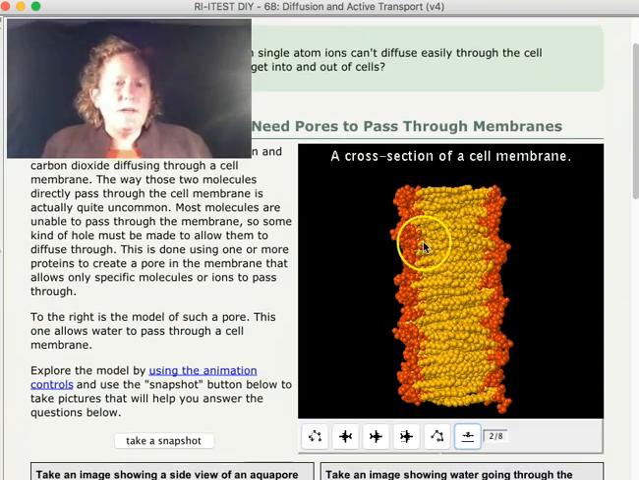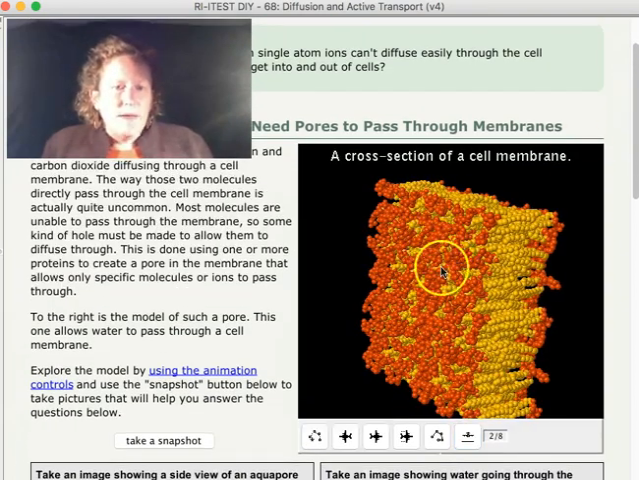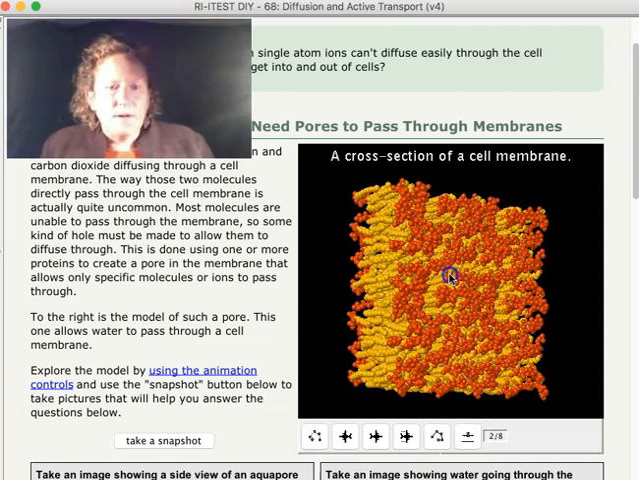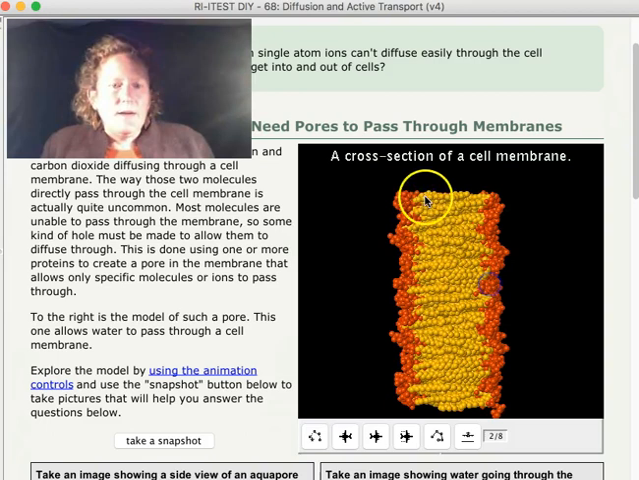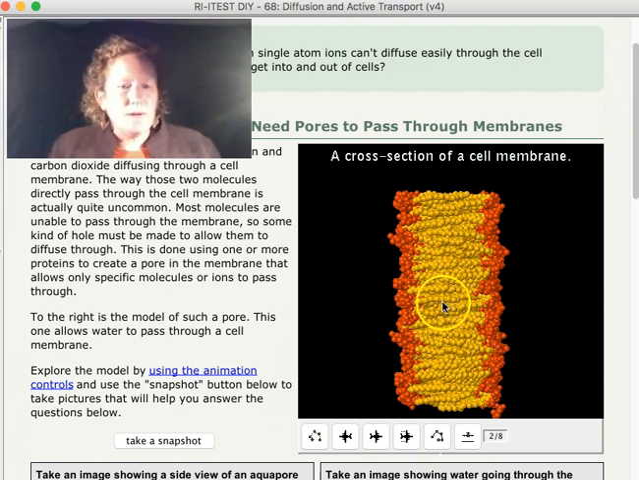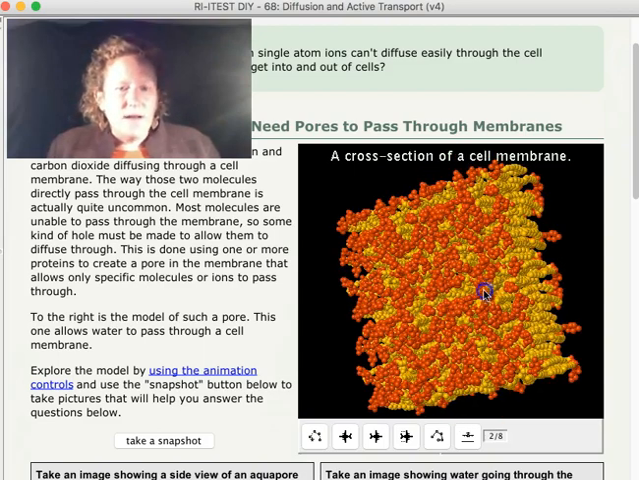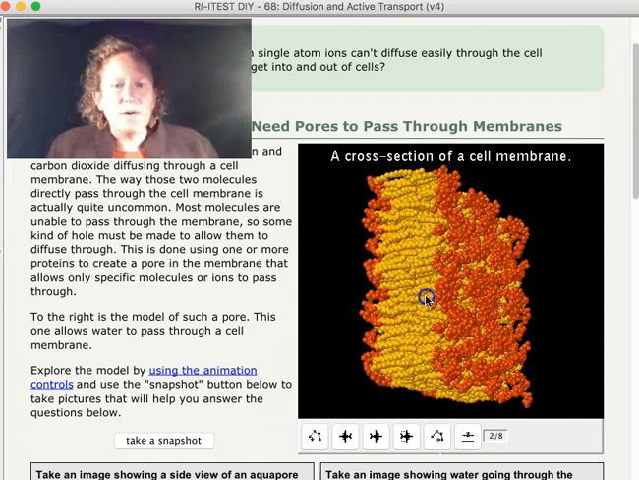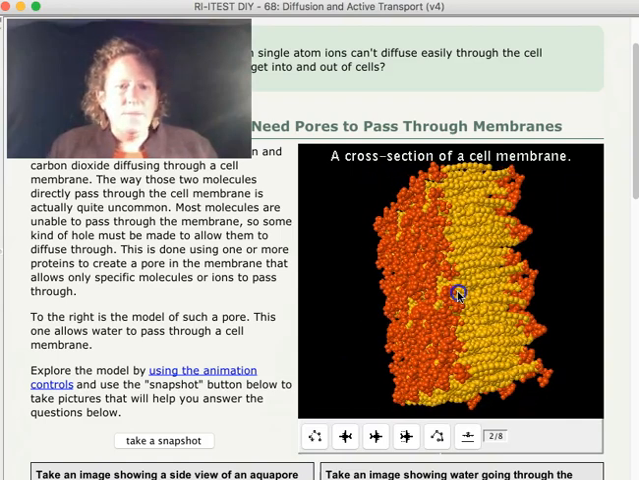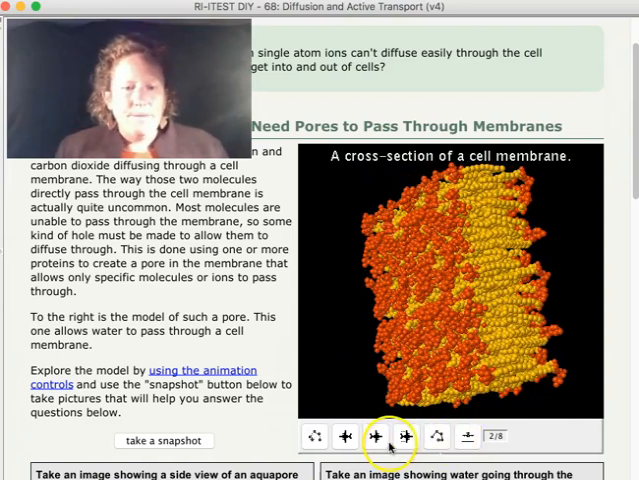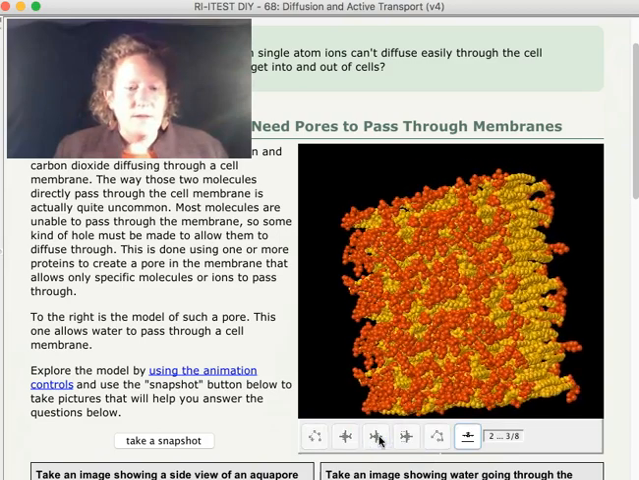Remember, the outside of a cell membrane is polar. The polar heads of those phospholipids make the outside polar and the inside polar. The middle of this sort of sandwich of cell membrane is nonpolar. So a lot of things have a hard time passing through here because it's polar and nonpolar at the same time. Let's look at what we can do to help something get through.